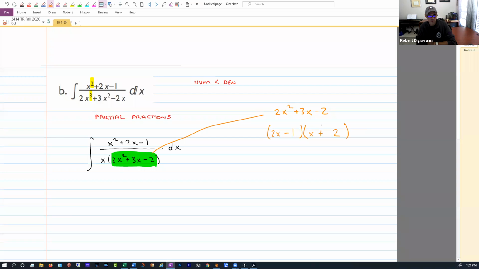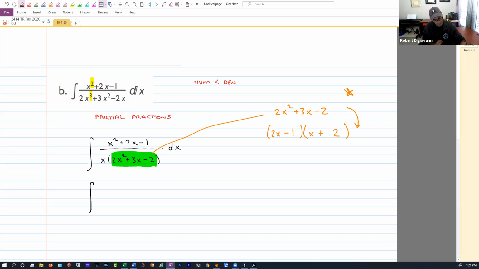You could check it, right? Just check it by FOILing it. You get 2x squared, you get 4x, take away an x, that's 3x, and then minus 2. Yeah, that's it, okay? So this step from here to here, we're not spending time on. You should have done that two classes ago. But if you need to go back and refresh, just put a star here and say, hey, I need to go back and look at factoring again.